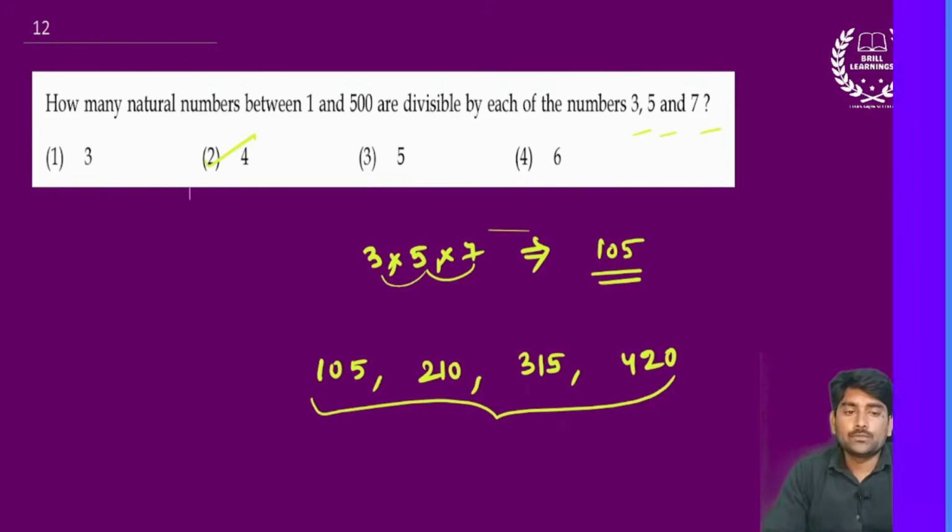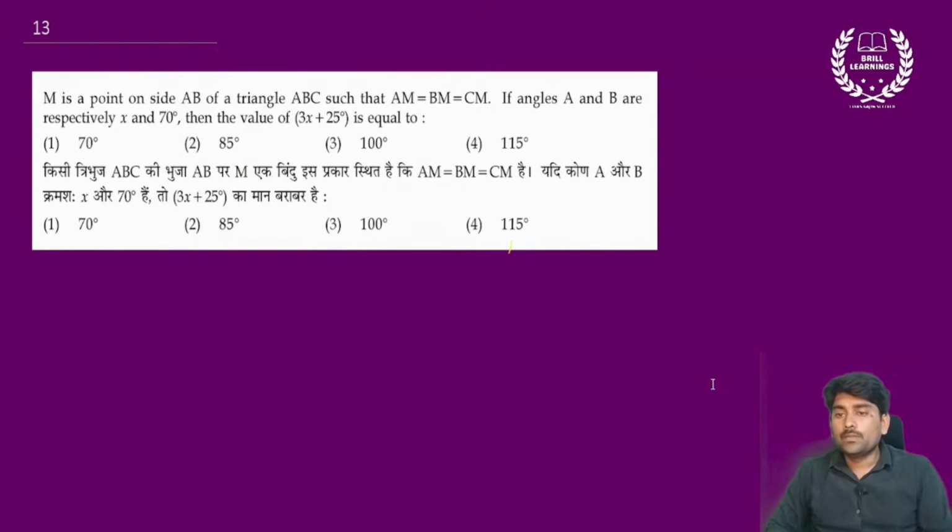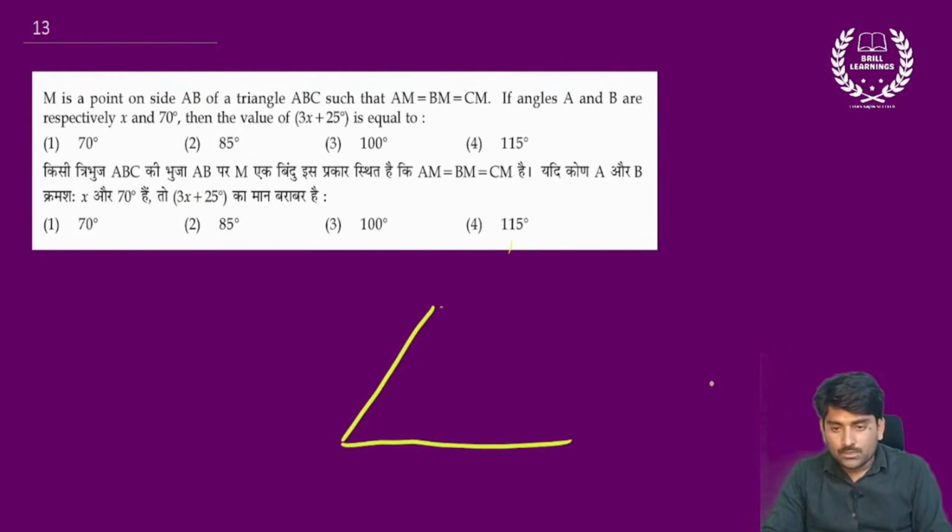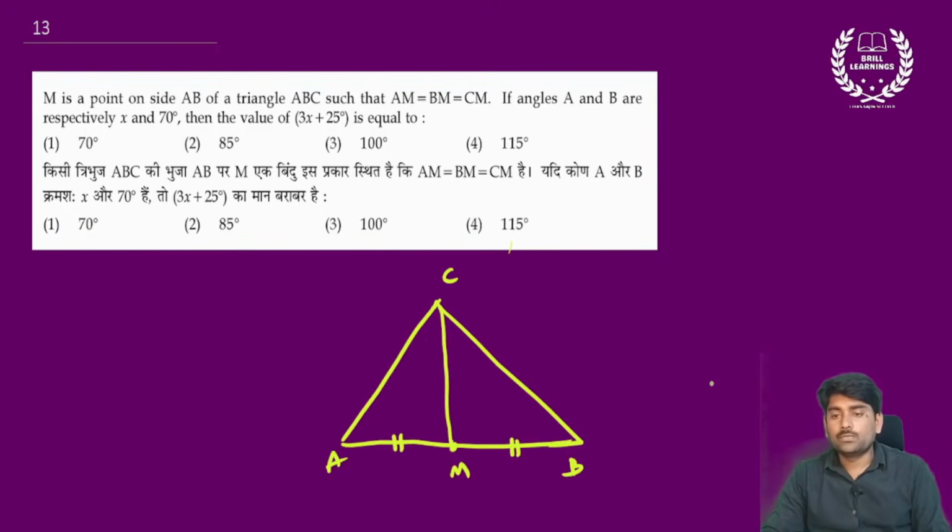Let's move to the next question. M is a point on a side AB of a triangle ABC such that, first draw a triangle here, A, B, C. Here, length of AB is equal to length of MB, which is also equal to length of AC. I have given like that. If the angles A and B are given as x and 70 degrees respectively, then find the value of 3x plus 25. We need to find the value of this.